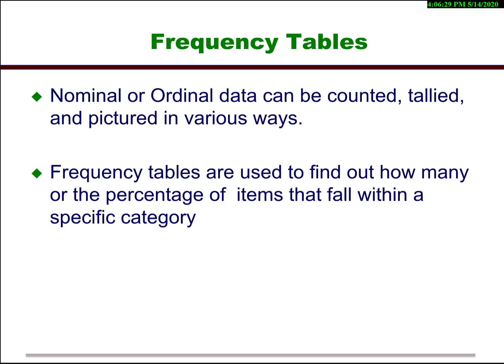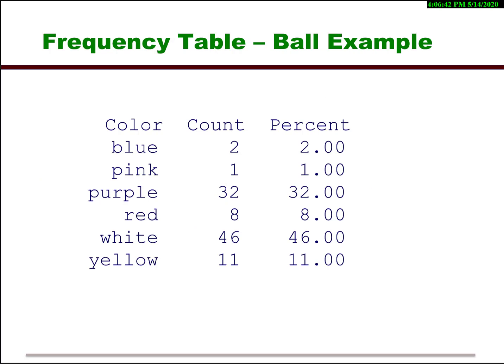The first thing that we could do is create a frequency table. The table can be created from nominal or ordinal data. This is a table of the counts and/or percentages of items that fall into each category. Here is the frequency table for the ball example. Notice we have a column for the category name, the actual count, and the percent of items that fall into that category. Based on this, it seems that 46% of the balls in the sample are white. If we can assume that this sample is representative of the entire population, then we should be able to assume that a little under half of the lot is made up of white balls.